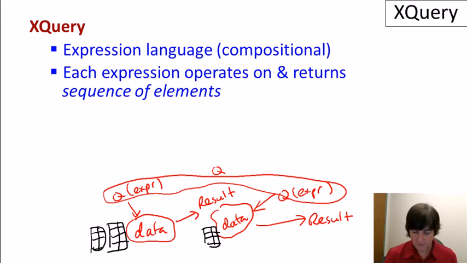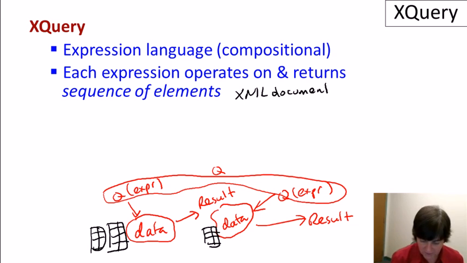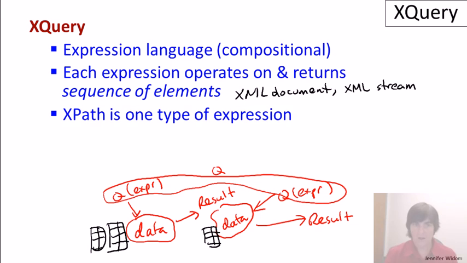In XML, it's similar, except the expressions operate on and return what are known as sequences of elements. Now, we're not going to go into great detail of this model. As we mentioned for XPath, the sequences of elements can be generated from an XML document. They can also be generated from an XML stream, and the interpretation is quite natural. Now, let me mention that one of the basic types of expressions in XQuery is XPath. So every XPath expression is, in fact, an XQuery expression or a valid query in XQuery. Then we can use XPath and other constructs of XQuery to put together more complicated queries.